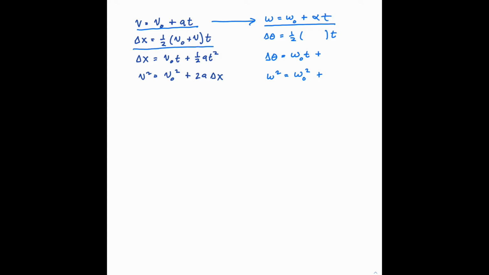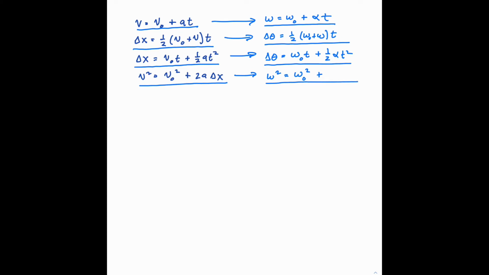Delta x equals 1/2 (v naught plus v) times t becomes delta theta equals 1/2 (omega naught plus omega) times t. Delta x equals v naught t plus 1/2 at squared becomes delta theta equals omega naught t plus 1/2 alpha t squared. And the last one, v squared equals v naught squared plus 2a delta x becomes omega squared equals omega naught squared plus 2 alpha delta theta.